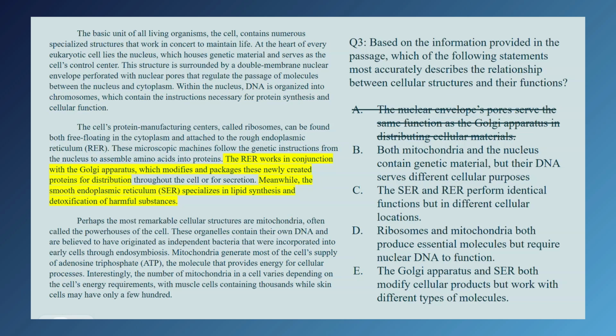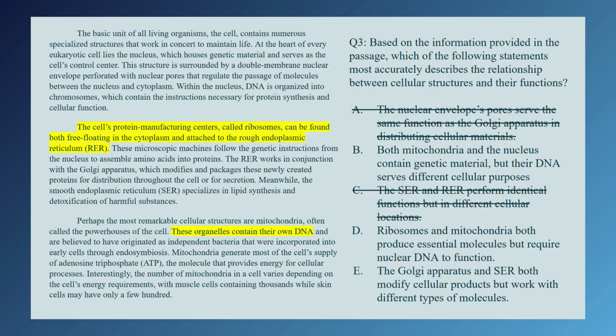C: The SER and RER perform identical functions, but in different cellular locations. So the RER works in conjunction with the Golgi apparatus, which modifies and packages newly created proteins for distribution. Meanwhile, the smooth endoplasmic reticulum specializes in lipid synthesis and detoxification of harmful substances. So it doesn't look like they perform identical functions, but in different cellular locations. They seem to perform two different functions. One helps with protein, the other specializes in lipid synthesis and detoxification. So we can rule out C.